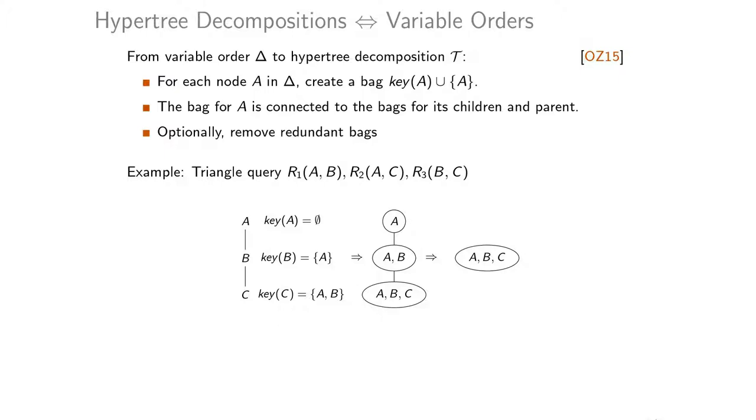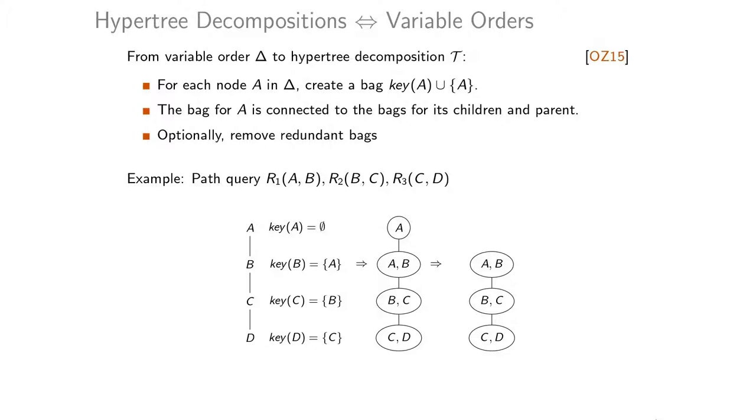So for instance, if we have the triangle query, and this is our variable order with these keys, we take AB, which is the key of C, and C itself, and create a bag with it. B with the key of B, which is A, we create a bag. And A with the empty set, we create a bag. This has A, AB, ABC. But A and AB are included anyway in ABC, right? So you could easily just remove these redundant bags. So you can end up with ABC. Yeah? Because if you think about it, the most complex operation you have to do will be on this bag ABC anyway. So you wouldn't need to also do some work for a subset of it.